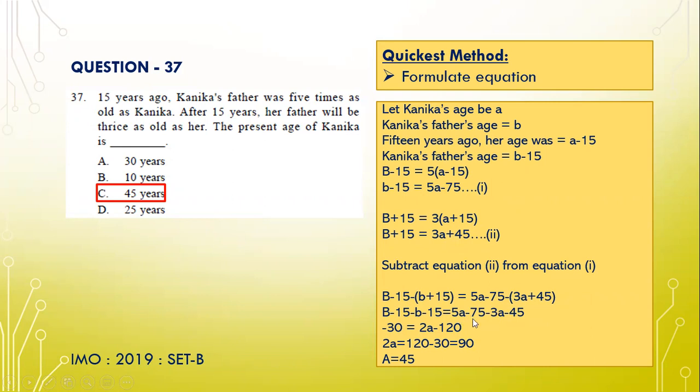5A minus 3A is 2A and minus 75 minus 45 is minus 120. And when minus 120 goes there, it will be plus 120. So 120 minus 30 is 90. So 2A is 90. What is A? A is 45. And Kanika's age is right now 45 years, isn't it?